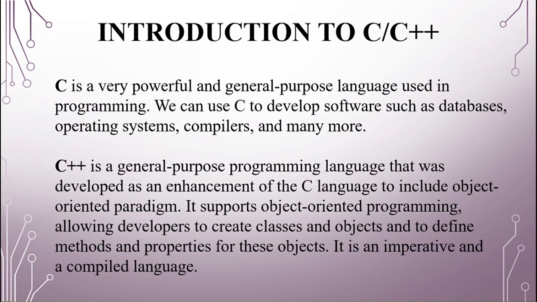As I told before, we are using C because C programming language is the main language which we are using for development of the code for Internet of Things implementation. We are using C because it is a general purpose language and it is used to develop software like operating systems, databases, compilers, and many more.